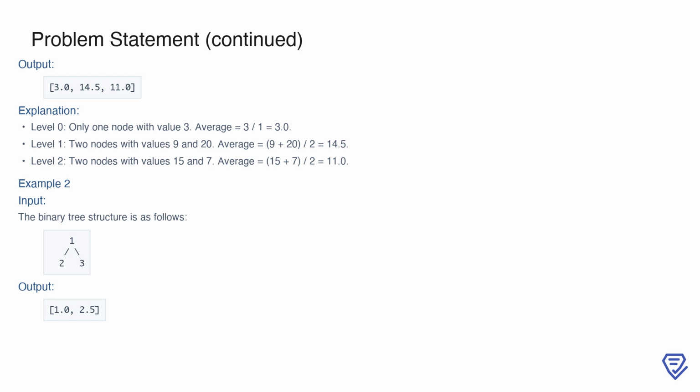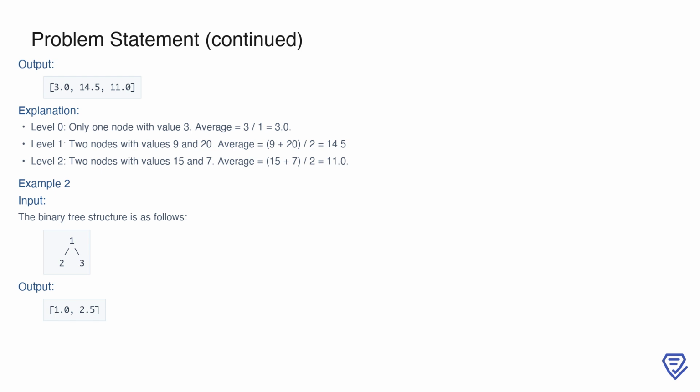Here's the breakdown. At level 0, there is only one node with a value of 3, so the average is 3 divided by 1, which equals 3.0. At level 1, we have two nodes with values 9 and 20. Adding these gives 29, and dividing by two nodes results in an average of 14.5. Finally, at level 2, there are two nodes with values 15 and 7. Their sum is 22, and dividing by 2 gives an average of 11.0.